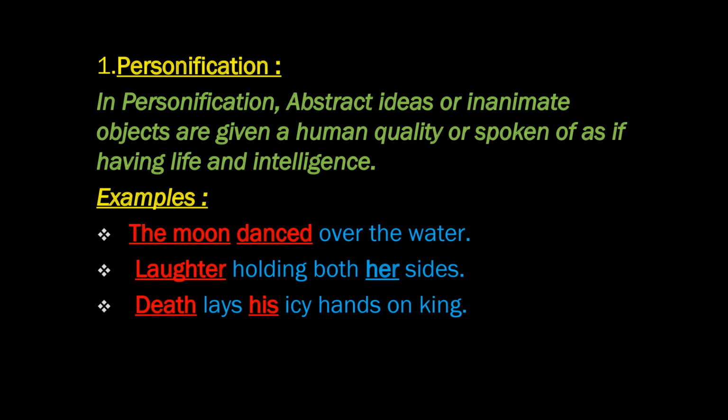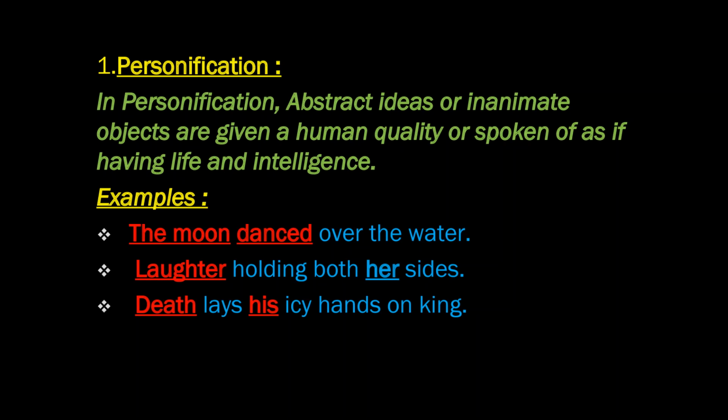For example, the moon danced over the water. Here you're getting the image as if the moon is dancing. So you're giving a human quality to moon, dancing. The second example discussed is laughter holding both her sides. So here laughter is spoken of as if it is a human being.